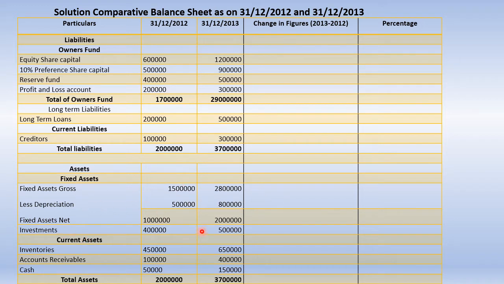Next, investment is 4 lakh and 5 lakh rupees. Under current assets we have inventories, accounts receivable and cash. The total comes to 20 lakh and 37 lakh, so it is matching. I've done the calculation, so it is matching. If in case your problem doesn't match, do not go and add amounts anywhere here or here. Try to identify where you have made the mistake. Okay, we'll move on to the next step.